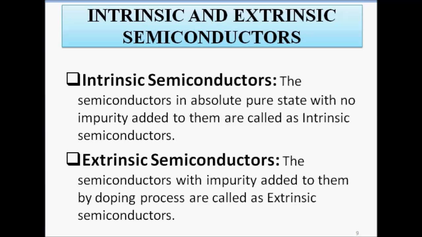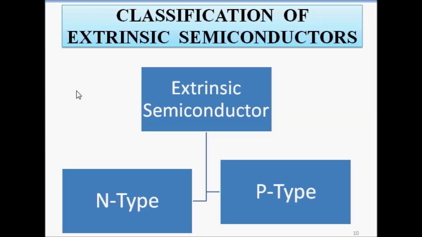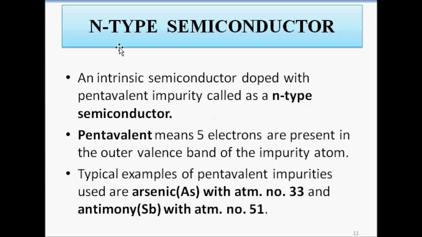Next there is a classification of the extrinsic semiconductors. The extrinsic semiconductors are classified into two categories, N-type and P-type semiconductors. Now let's get to know what these N-type and P-type semiconductors are. What is an N-type semiconductor? An intrinsic semiconductor which is doped with a pentavalent impurity is called an N-type semiconductor.